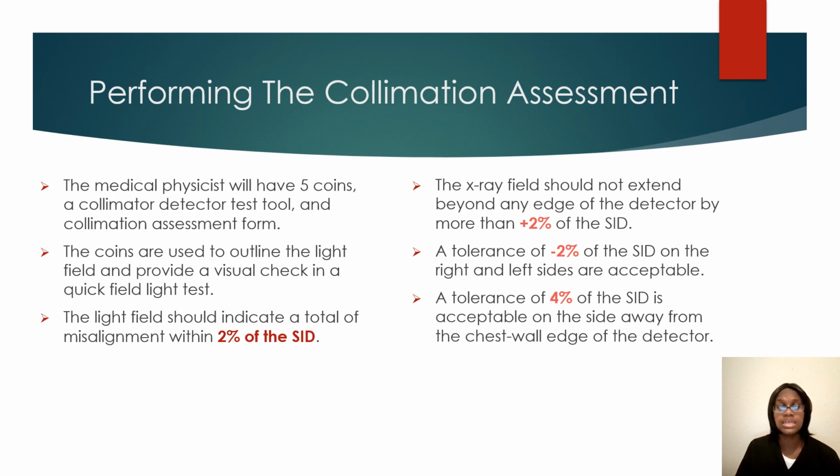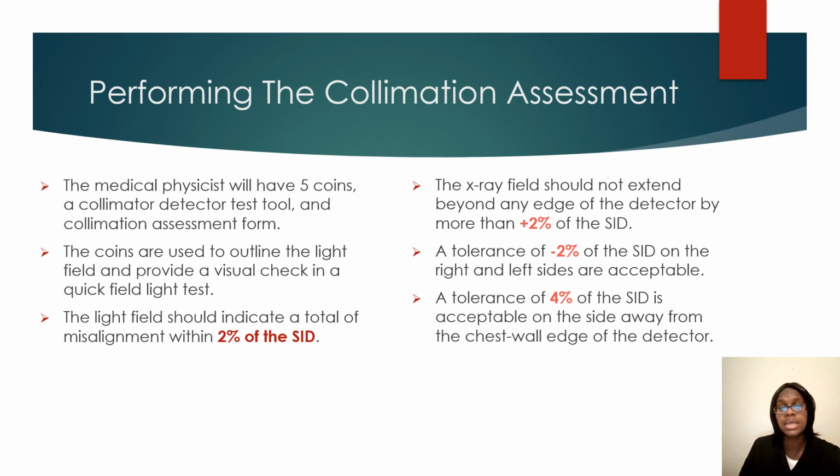Performing the collimation assessment. These are different steps, but you still have to know it for your test, to know what the medical physicist does. They will have 5 coins, a collimator detector test tool, and a collimation assessment form. The coins are used to outline the light field and provide a visual check in a quick field light test.